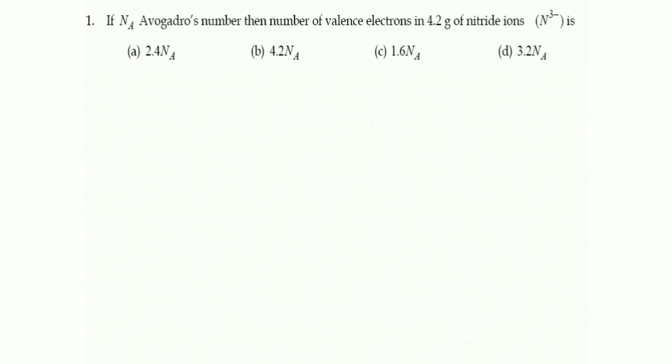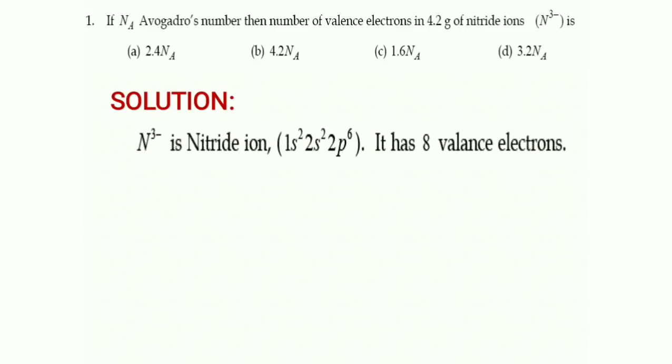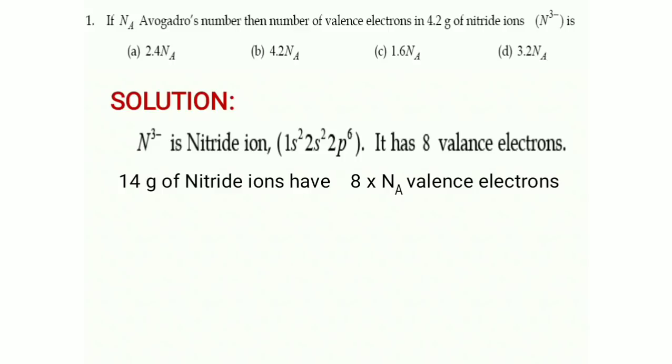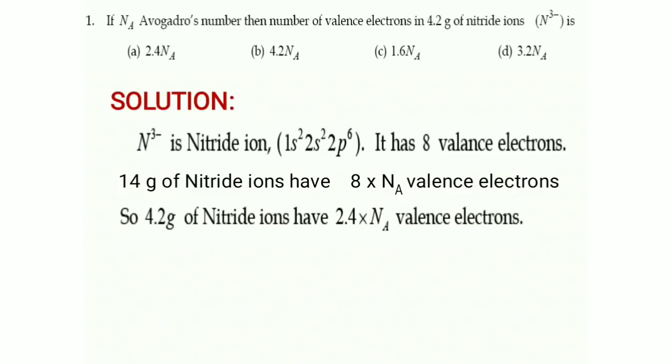First question, you have already seen. If Na is Avogadro number, then the number of valence electrons in 4.2 gram of nitride ion is. Remember, the options are given like this. Here, we know that N3 minus is the nitride ion with 1s2, 2s2, 2p6 configuration, which means 8 valence electrons are present. So 14 grams of nitride ion has 8 into Na valence electrons, because 8 valence electrons are there and the nitride ion atomic mass is 14 gram. So 14 gram contains 8 into Na. So 4.2 gram contains how much? So the answer is A.